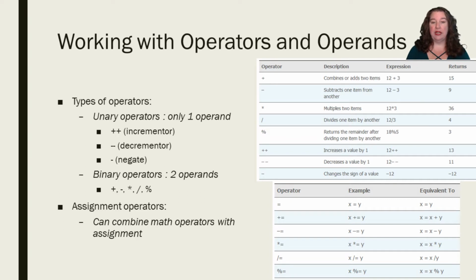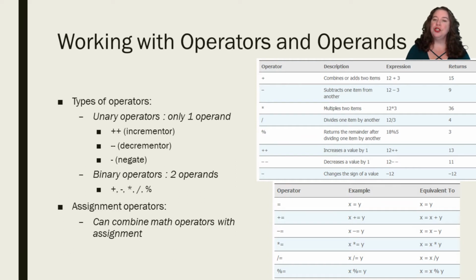Or we can decrement it. So we can use minus, and we can take that variable of my number that's currently equal to 5 and make it down to 4. So increasing or decreasing by one value. Negative, we can make those a negative value, just like in math.